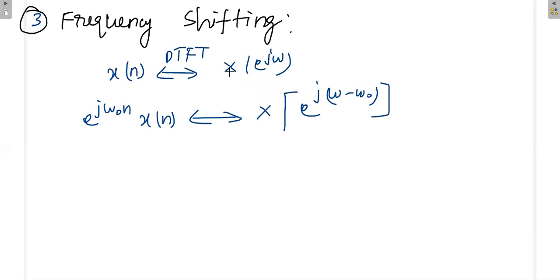Okay, here the shifting is in the frequency domain. So that means the spectrum in the frequency domain is shifted by the constant amount omega naught. Then what will happen to the time domain signal? The time domain discrete time signal will be multiplied by e power j omega naught n, where omega naught is constant. Okay, then proof.